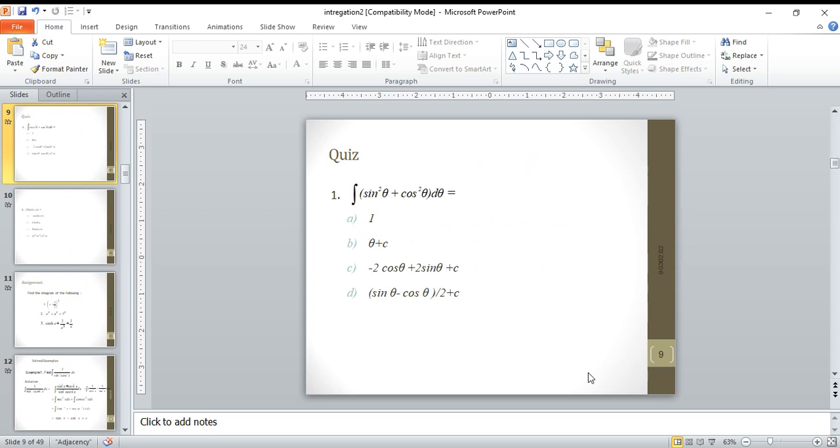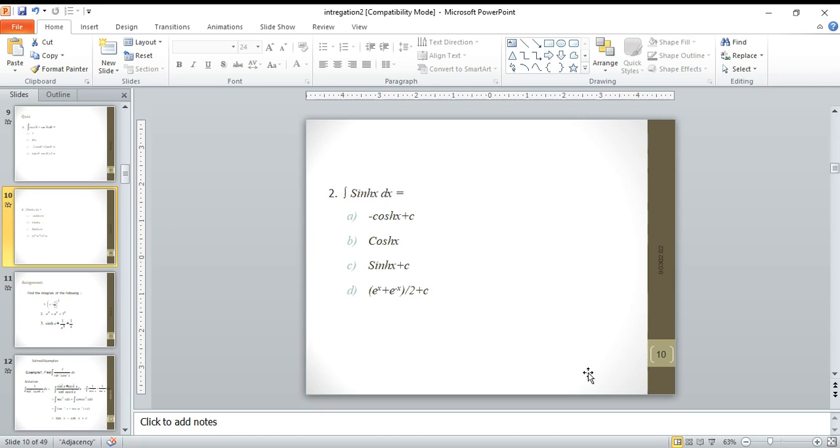Quiz. Integration of sin square theta plus cos square theta dt. In 10th standard trigonometry, sin square theta plus cos square theta equals 1. So that is okay, but it is 1 dt here, so 1 is not the answer. Integration of 1 dt is theta plus c, just as integration of 1 dx is x plus c. So B is the correct answer, not A.